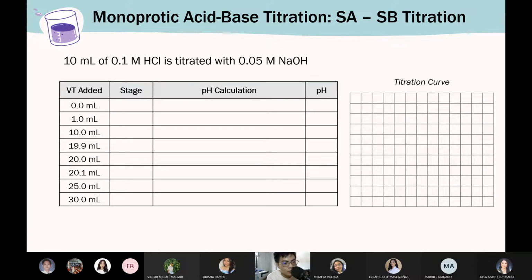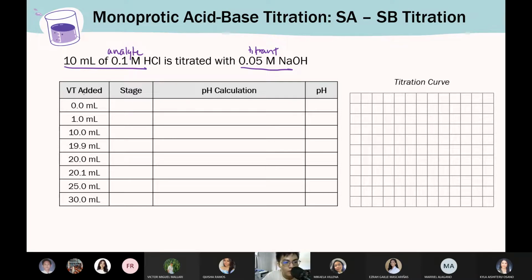So, look at the problem. Yung problem natin, may 10 ml of 0.1 molar HCl ka daw, and you titrated it with 0.05 molar sodium hydroxide. So, again, yung nauna, yun yung analyte. Sagutan nyo to kasi nasa worksheet nyo ito. So, this is your analyte, and this is your titrant. Kung ano yung nauna parati, yun yung analyte.